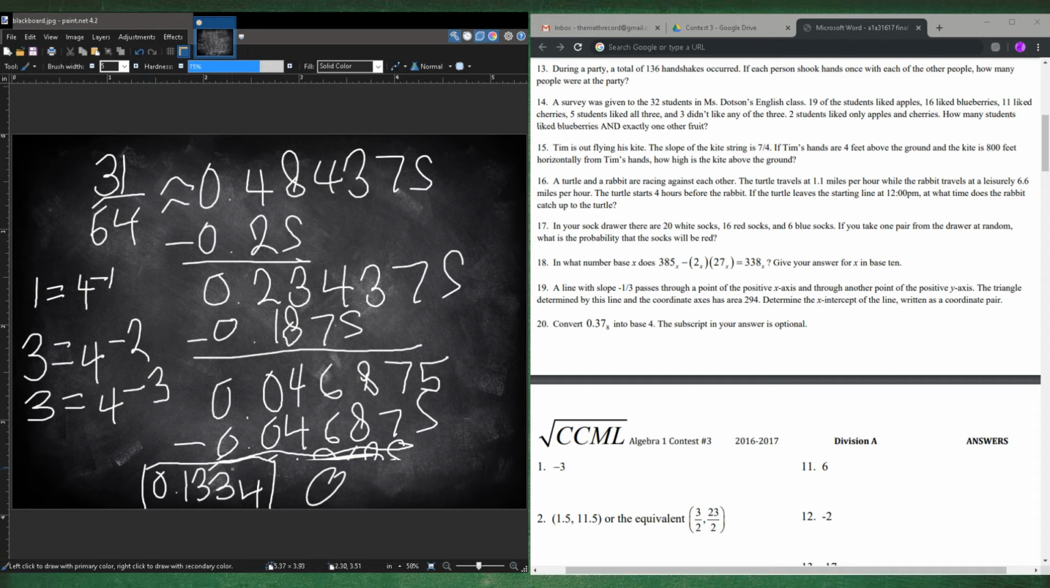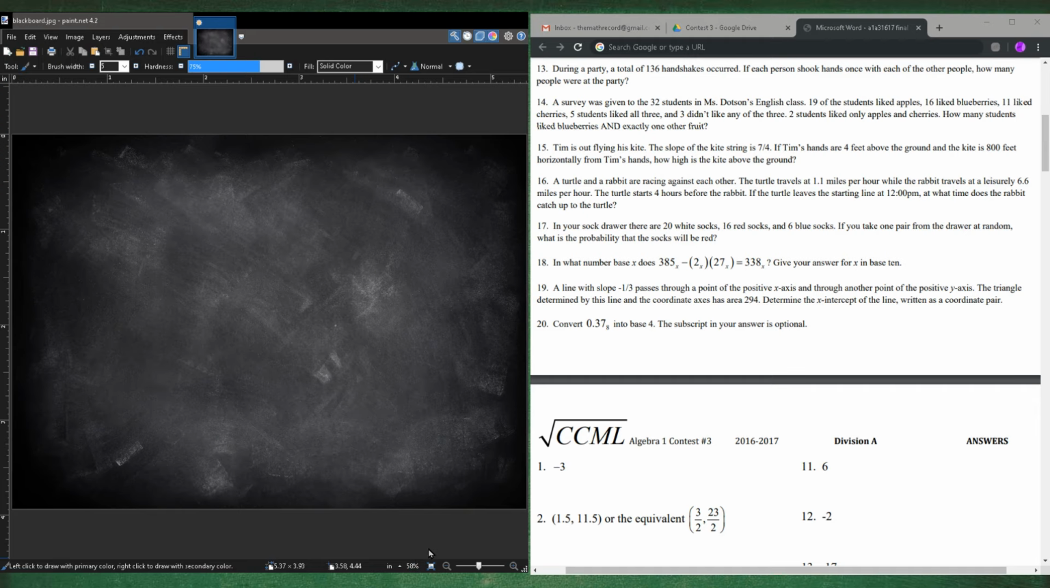0.133 base 4. So that basically completes everything for the CCML Algebra 1 Contest 3, 2016-2017 Division A.